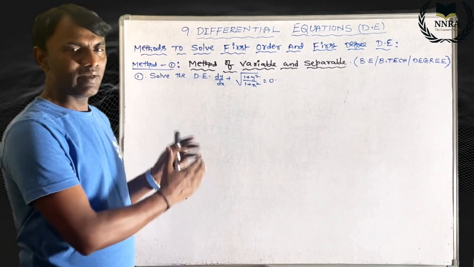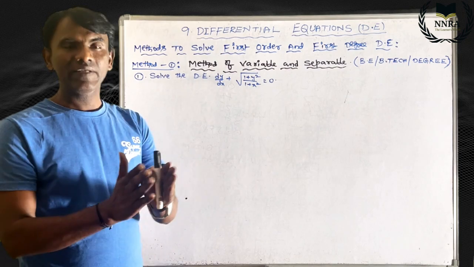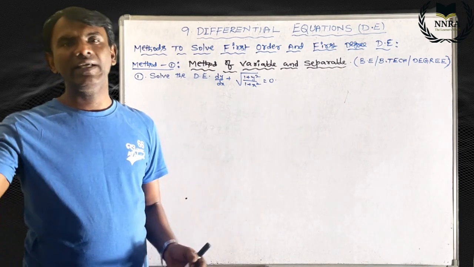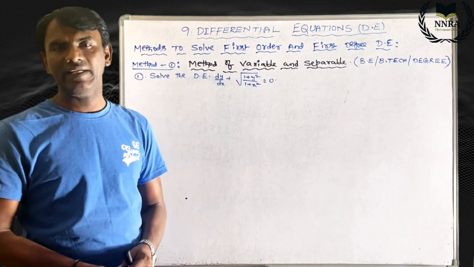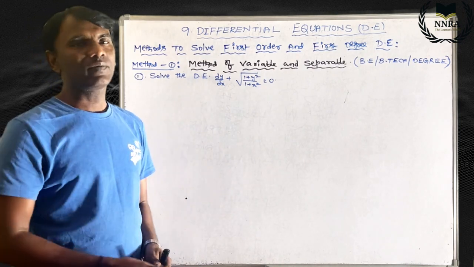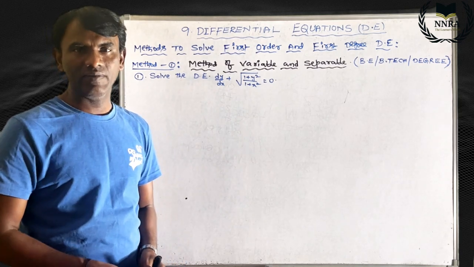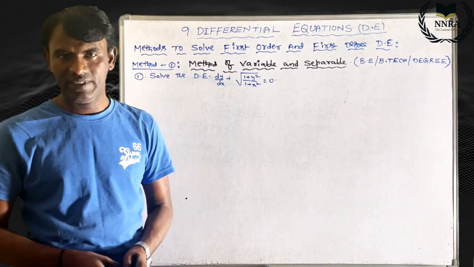Okay. So mainly, what is the meaning of variable and separable? Suppose the derivative is dy by dx. Now we separate the y term and x term, or the x term and y term. After that, we can integrate. And we know very well all the integration formulas; the formula depends on the given question.